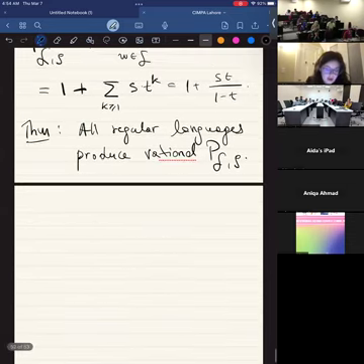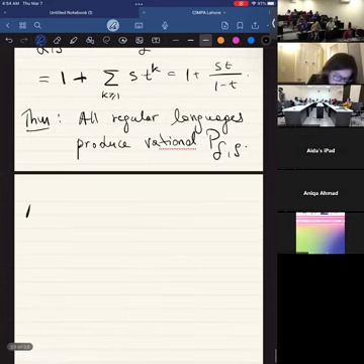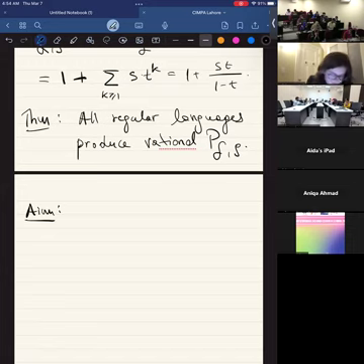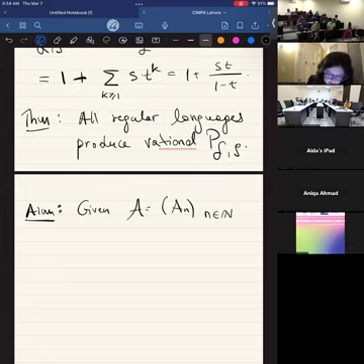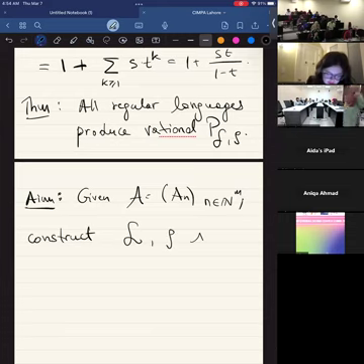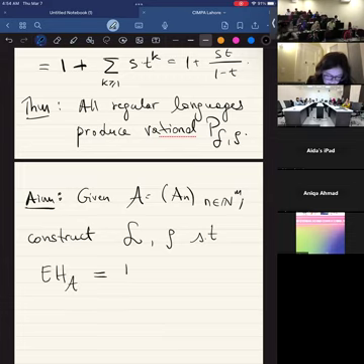And the aim of our problem is: given our A equal to A_N, or N to the N to the M, construct a language L and a weight rho such that our equivariant Hilbert series of A is equal to the power series of L rho. And important is that this L is regular.